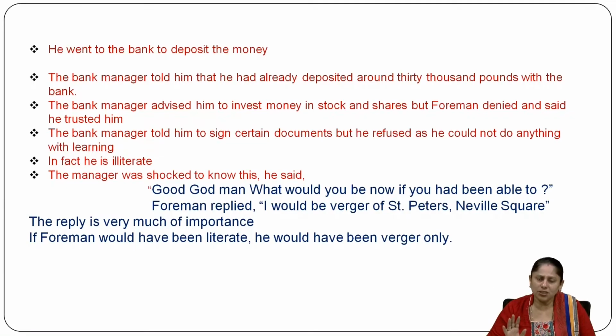It is quite topsy-turvy. It's such a straightforward answer to the question that if he would have been a literate person, he would have been a mere employee at the church, and as he was an illiterate person, he became the first category businessman, the respected, reputed man of the society. The reply is very much of importance. As Albert Edward Foreman would have been literate, he would have been the verger only. That was his answer. So this is a very topsy-turvy, upside-down story that shows the truth of the society.